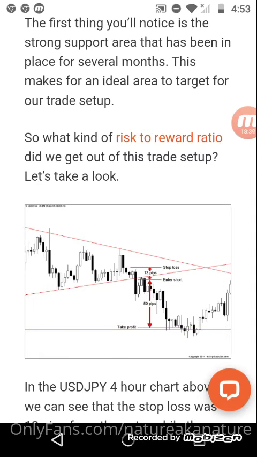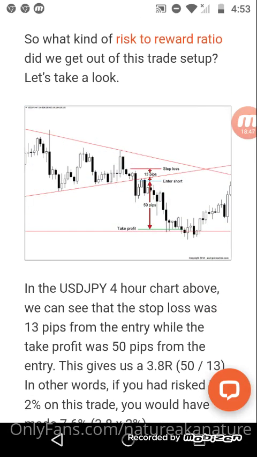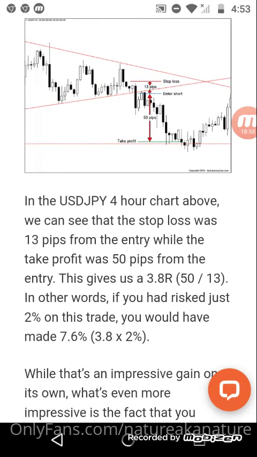So what kind of risk to reward ratio did we get out of this trade setup? Let's take a look. In the USD JPY 4-hour chart above, you can see that the stop loss was 13 pips from the entry, and the take profit was 50 pips from the entry. That gives us a 3.8 risk reward ratio.